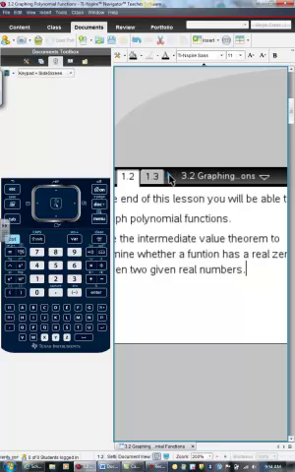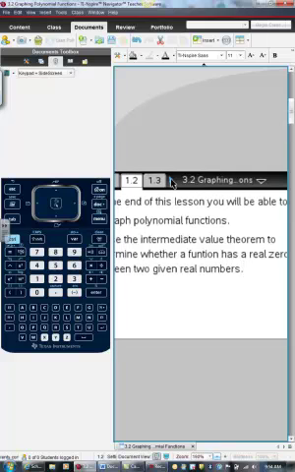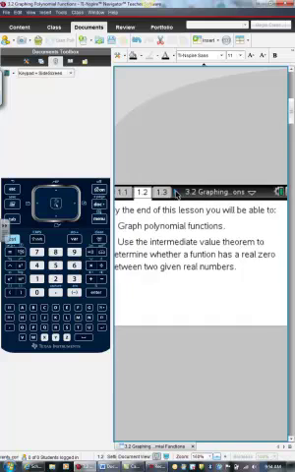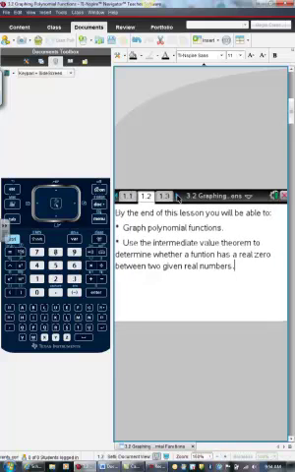Okay, so by the end of this lesson, you should be able to graph polynomial functions and use the intermediate value theorem to determine whether a function has a real zero between two given real numbers.